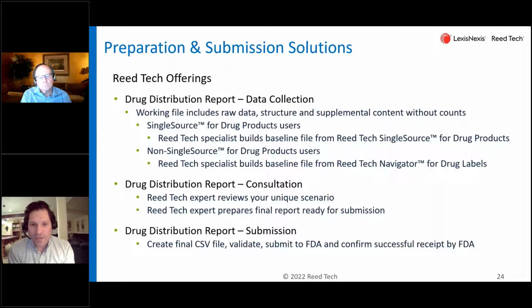And then when it comes to the next gen portal and the submission, we can also support industry with that as well. Yeah, very good. Thanks for that summary, David.